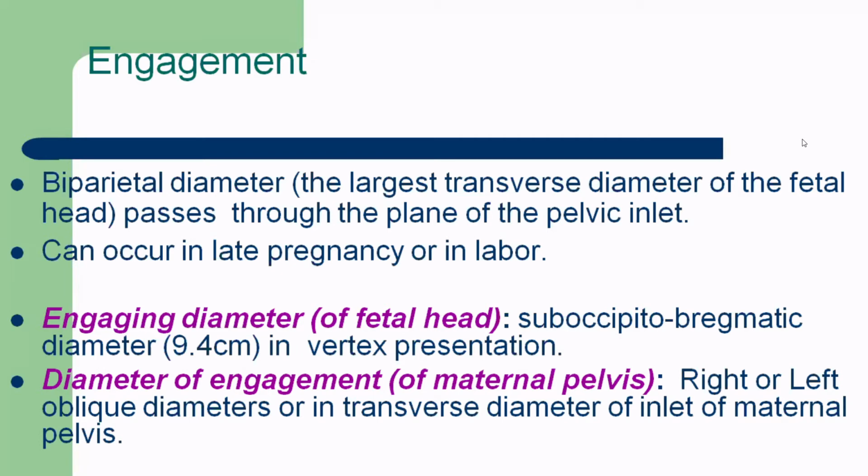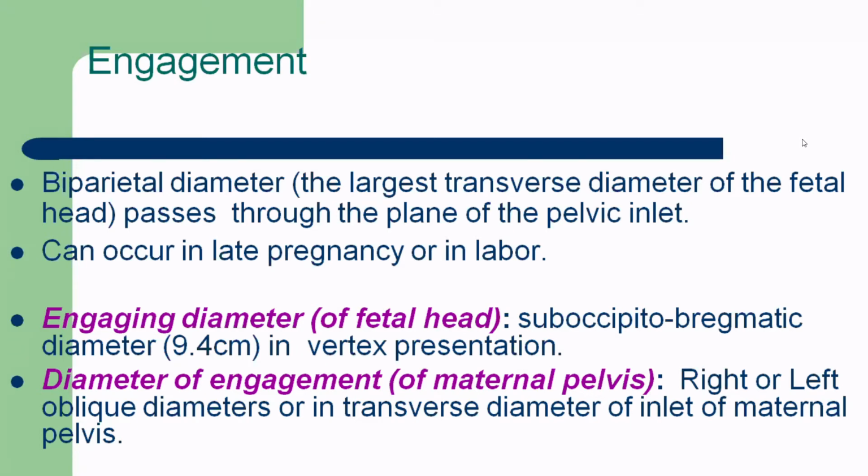Okay? It can occur in late pregnancy in case of primigravida, or only during labor in multigravida. So which diameter of the fetal head gets engaged in the pelvis? That is known as the engaging diameter of the fetal head. And in vertex presentation with full flexion of the fetal head over the chest, the suboccipitobregmatic diameter, that is 9.4 centimeter, or in some books you'll find 9.5 centimeter, is the engaging diameter of the fetal head which enters the inlet of the pelvis.